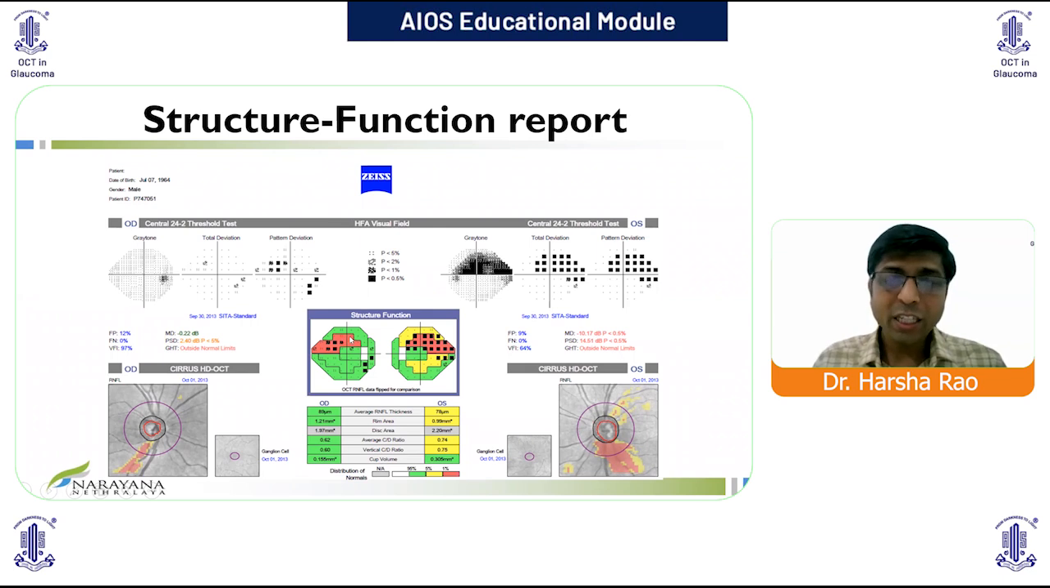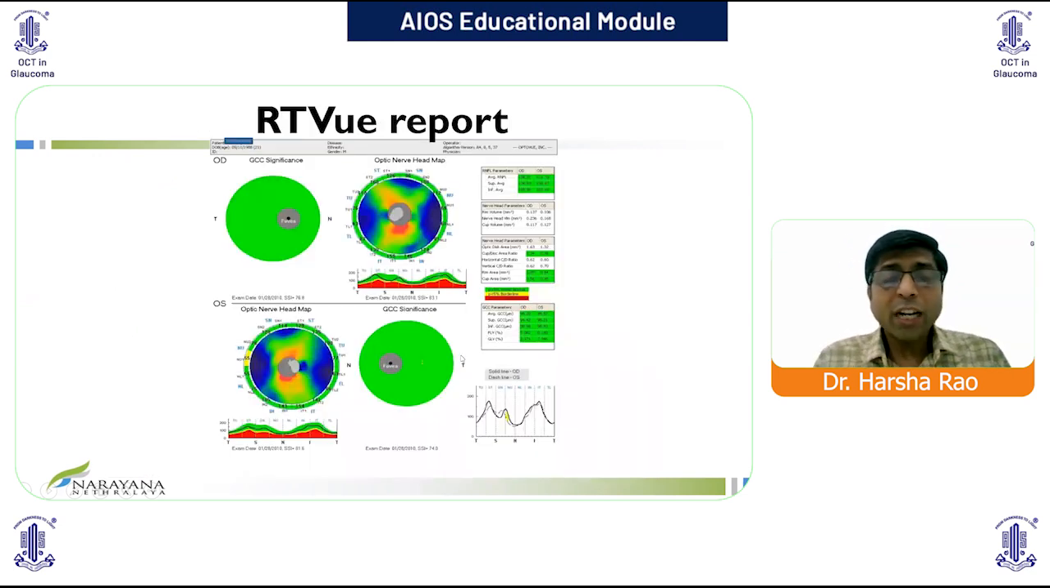while in fact the region of RNFL thinning is slightly more than the region of visual field defect. And in the left eye as well, the region of visual field defect correlates very well with the region of the RNFL thinning, and the adjacent region of RNFL on the OCT also shows suspicious thinning. So that was about the Cirrus OCT interpretation.